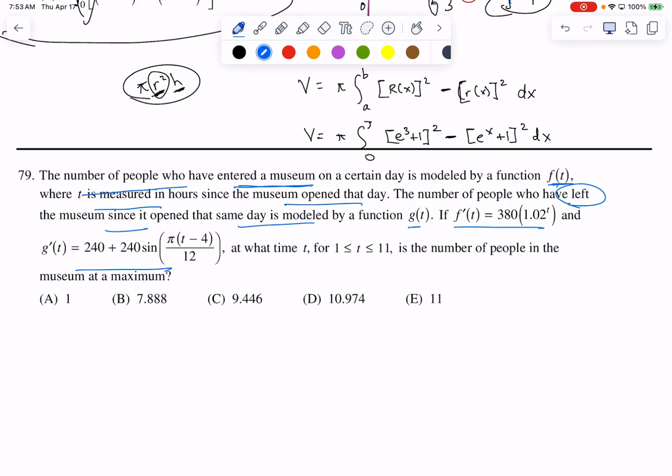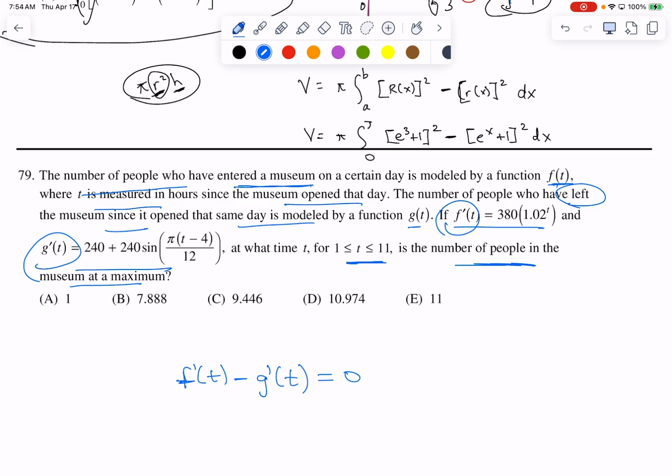At what time from 1 to 11 is the number of people in the museum a maximum? Here's what you want to do. It's actually pretty simple. If you want a maximum, you need the derivative. What's going to represent the rate of the total people in the museum? f prime of t, people entering, minus g prime of t. I want to maximize this, so all I've got to do is set this equal to what? You've got the derivative. You need your critical values to find your maxes and mins. You set it equal to what?